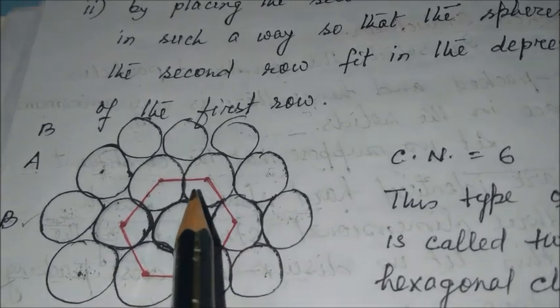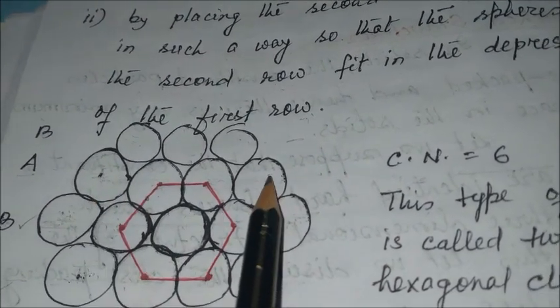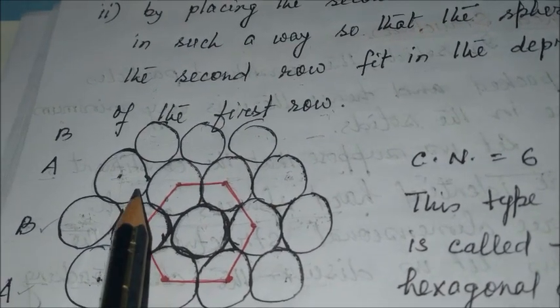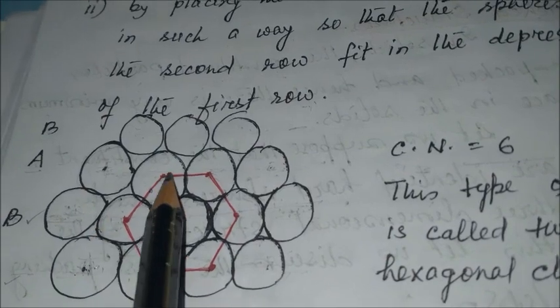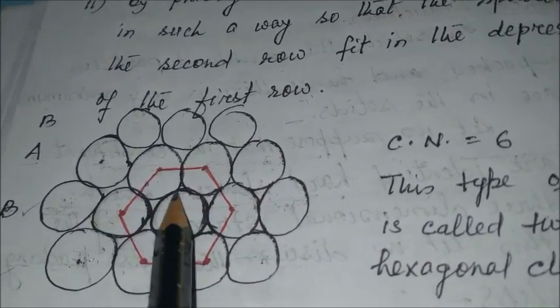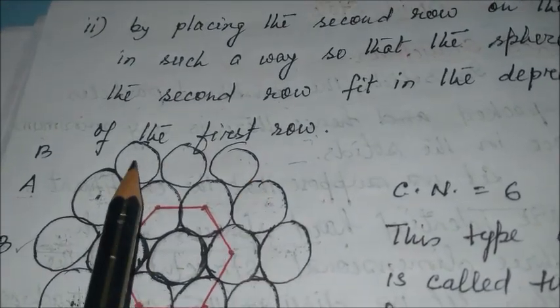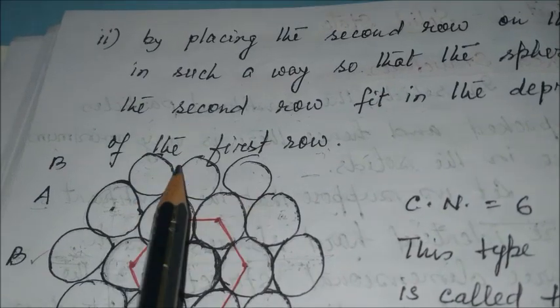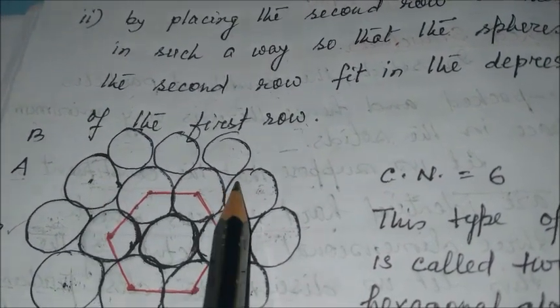In the same way, when you see the third row, you will see that the spheres of the third row, these are the spheres, fit in the depressions of the second row. Similarly the fourth row, here it is, the spheres are in the depressions of the third row.